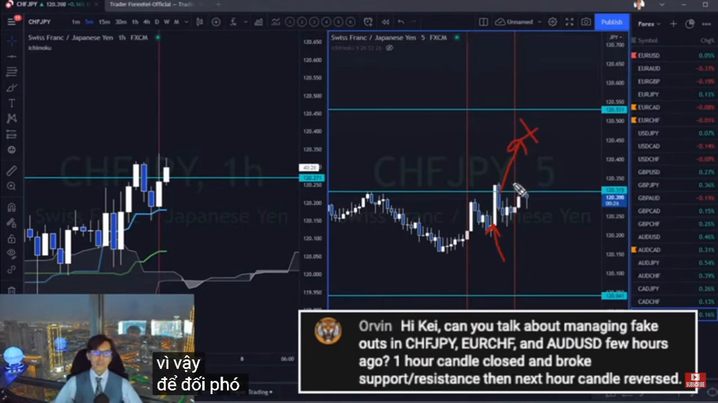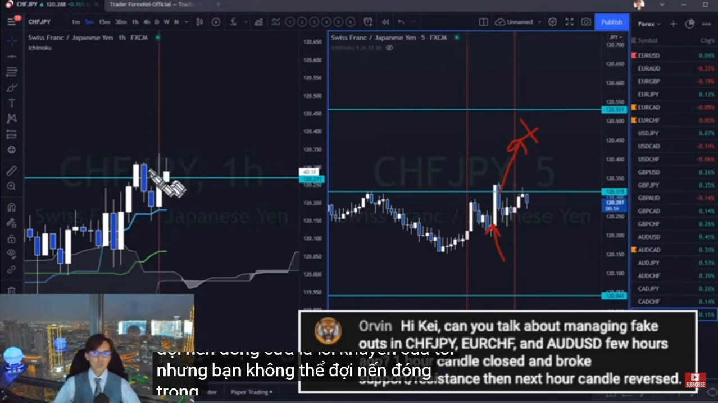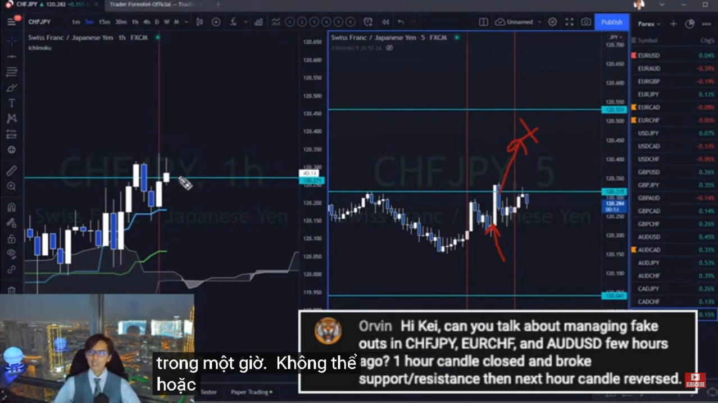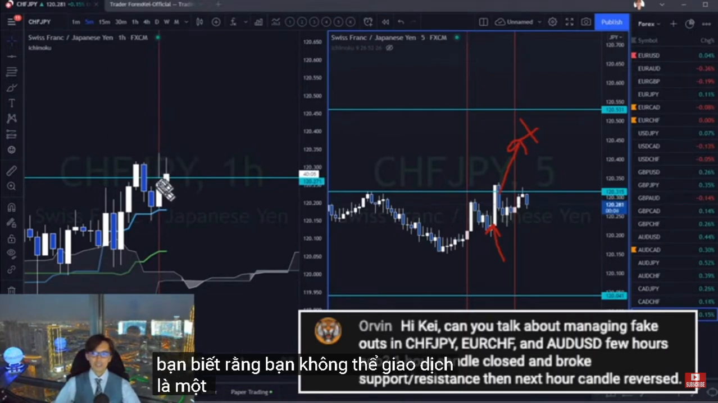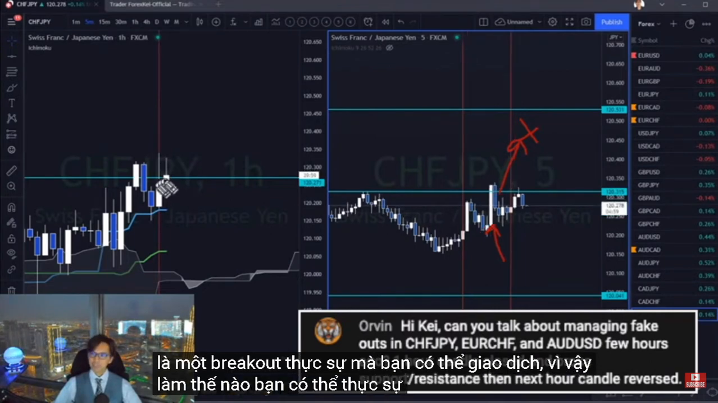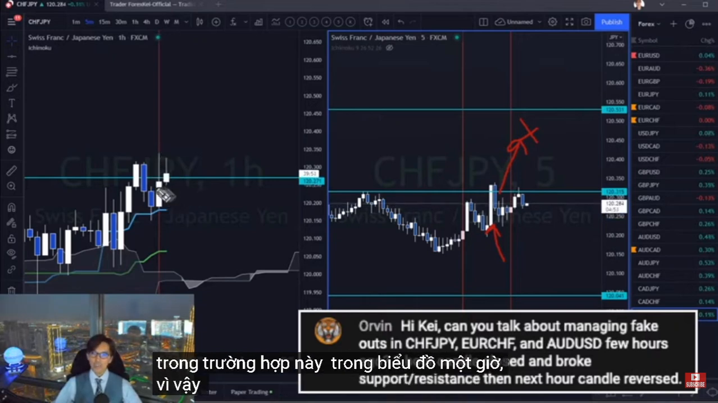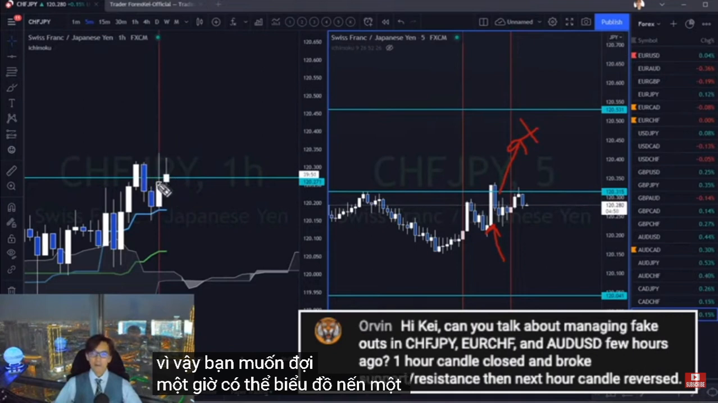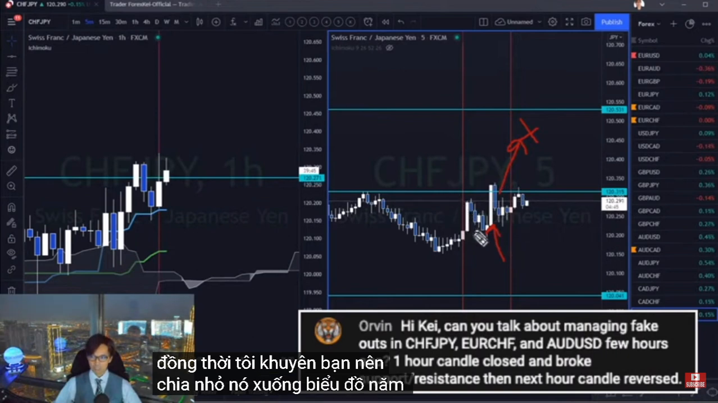To deal with the fake out, you better wait for the candle close, is my advice. But you can't wait for the candle close in 1 hour, or you can't wait for a day to close, because if that's a true breakout, you can't trade. So how you can actually wait for the candle close, in this case on the 1-hour chart, you want to wait for the 1-hour chart candlestick. But at the same time, I recommend you break it down to the 5-minute chart.